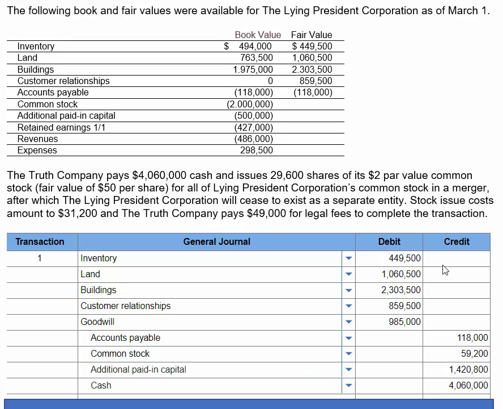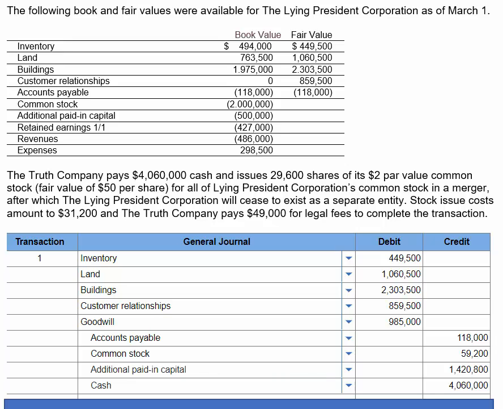So you see inventory, land, buildings, and customer relationships were put on the books at fair value. $859,500 was for customer relationships, and you can see I'm using the fair value to record the other assets as well. The fair value of accounts payable was equal to its book value, so we record that as a credit, increasing accounts payable, so that essentially we're assuming the liabilities of the Lying President Corporation.